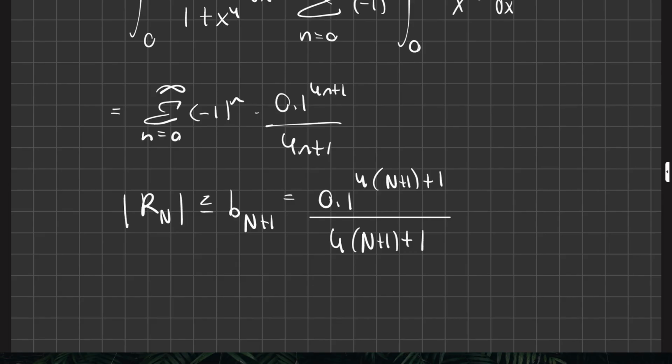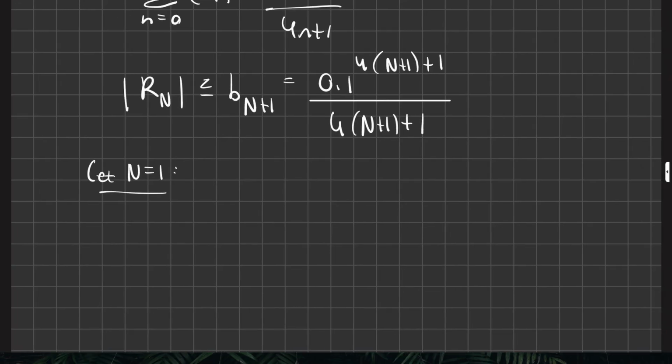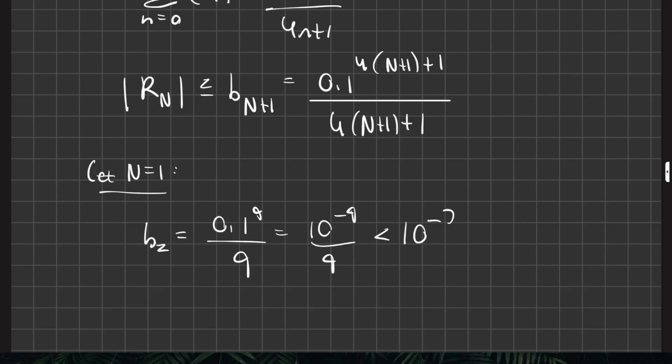So again, we'll check. Let n equals 1. We get b2, right? Because we're looking at bn plus 1. If n is 1, then it's b1 plus 1, so we're really looking at b sub 2. This is 0.1 to the 9th power over 9. This is 10 to the minus 9th power over 9. And this is less than 10 to the minus 7th. So keeping terms n equals 0 and 1 suffices.